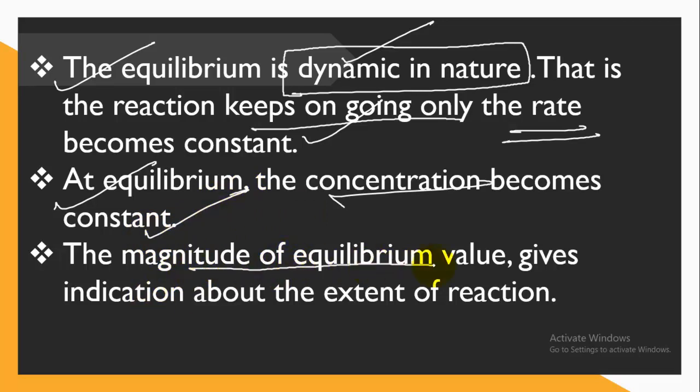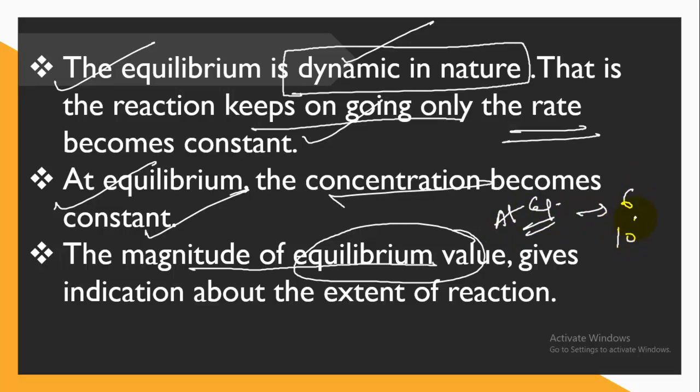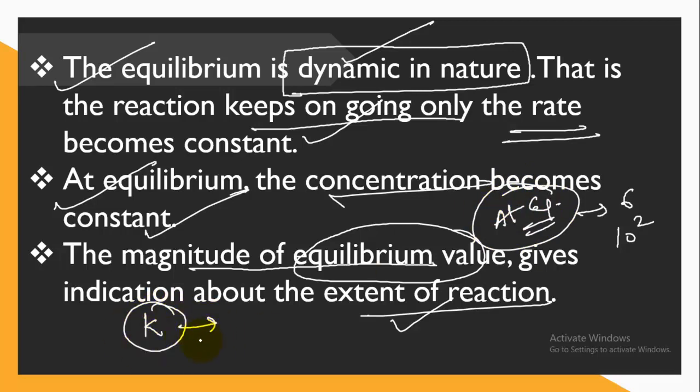And the magnitude of the equilibrium value, let's say that equilibrium has a certain value, and let's say it is 6, 5, 7 or 10 raised to the power 2, 3, that indicates the extent of reaction. So magnitude of the equilibrium value gives an indication to what extent the reaction has taken place. Equilibrium value is represented by K, that is an equilibrium constant.